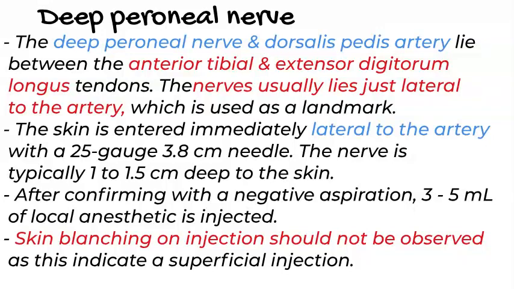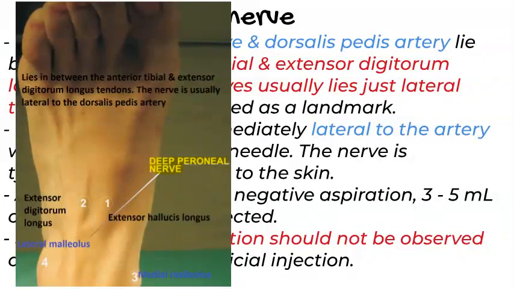This figure shows the landmark for the deep peroneal nerve. You can see number 3 medial malleolus, number 4 lateral malleolus, number 1 is extensor hallucis longus, and number 2 is extensor digitorum longus. Again, it lies between the anterior tibial and extensor digitorum longus tendon. The nerve is usually lateral to the dorsalis pedis artery.